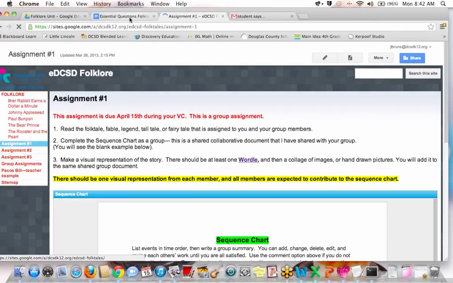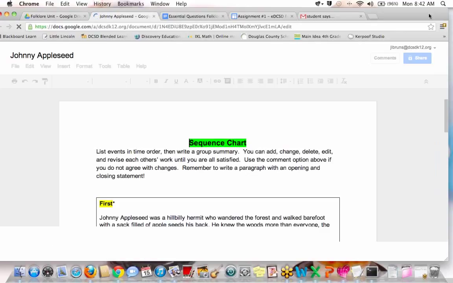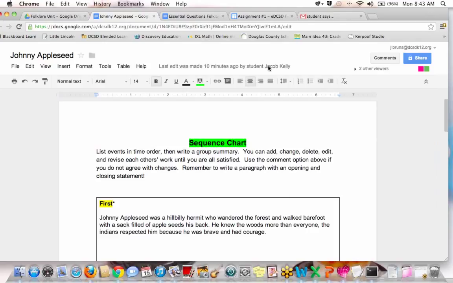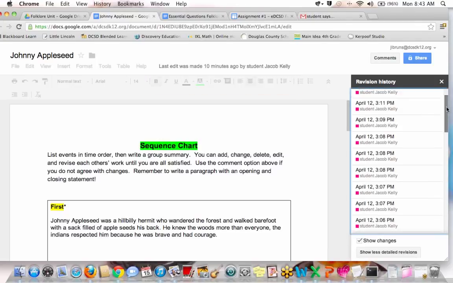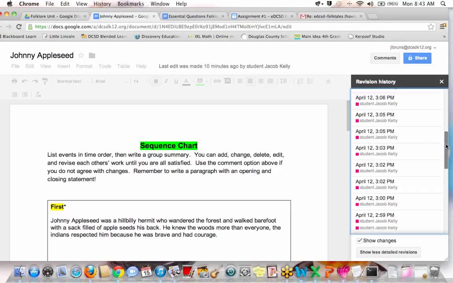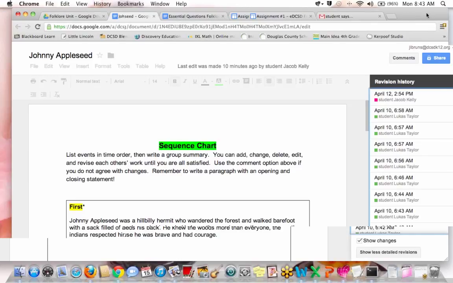let's see. Sorry, that's not where I wanted to go. We had a lot of kids from this group in the Johnny Appleseed story. So this was the sequence chart that I shared with all of you. So it looks like Jacob was able to get onto the correct part. That's pretty cool. See, it's pretty easy for me to see who's been on here. That's kind of how I know who's participated in that. But anyway, that's beside the point.